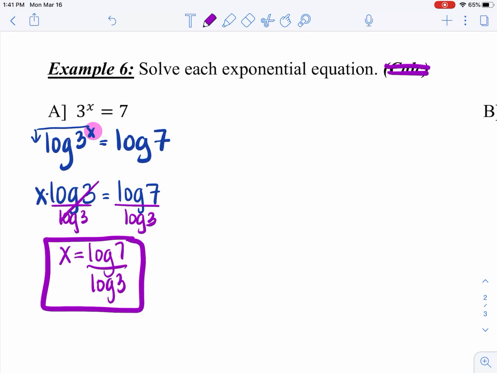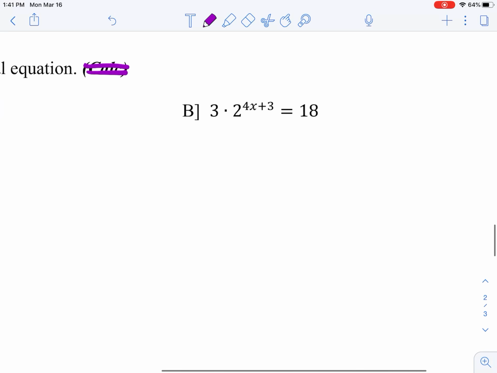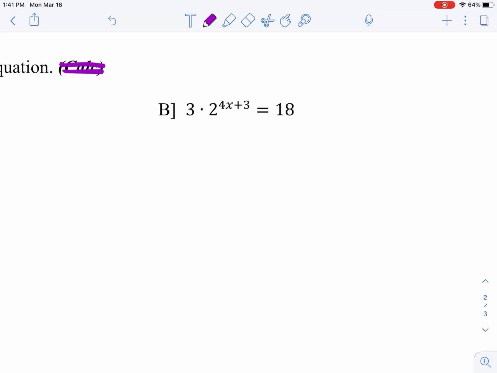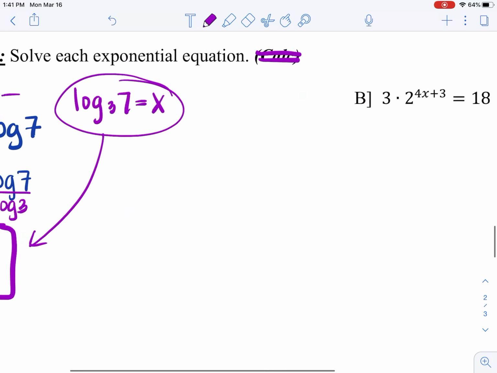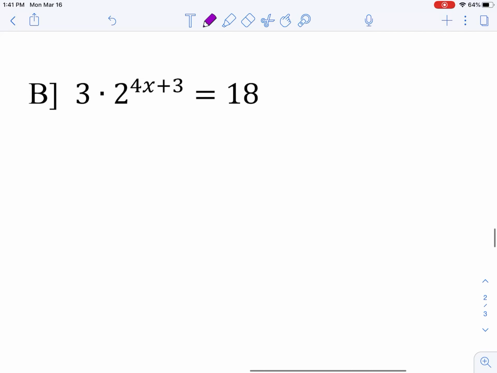Now you might be asking yourself, couldn't I have just written this as log base 3 of 7 equals x, and then use your change of base formula to get this? Absolutely. The only problem is that this won't work if there is an exponent on each side. If there's an x for an exponent on each side, that won't work that way. So that's what we'll see tomorrow.